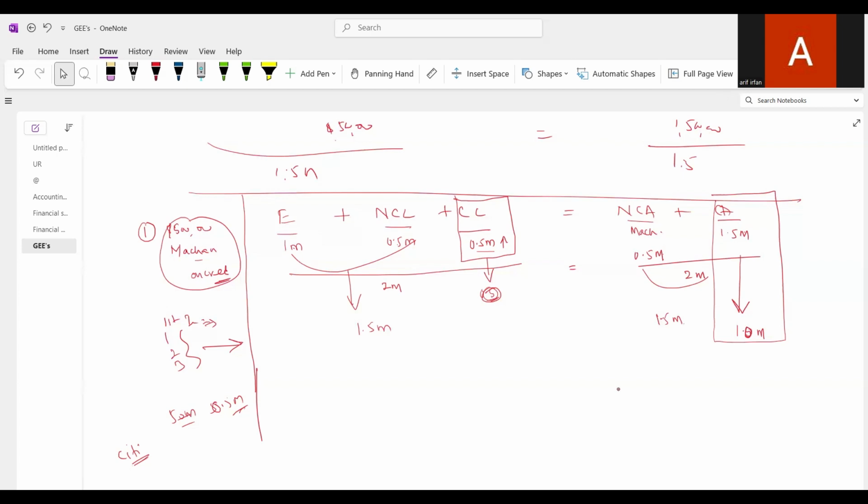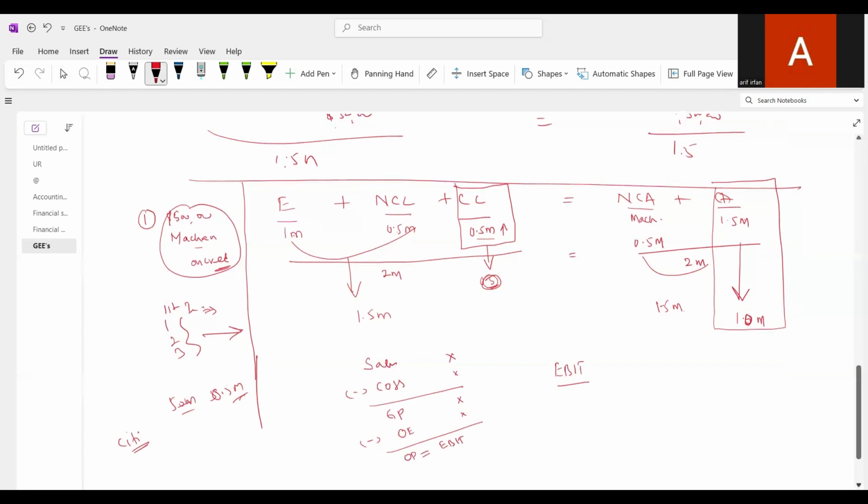You know that EBIT concept? How many of you know the EBIT? How do we calculate EBIT? Sales, less COGS, cost of goods sold, then we get the gross profit. Minus the operating expenses, then we get the operating profit. This operating profit is EBIT. Am I right?